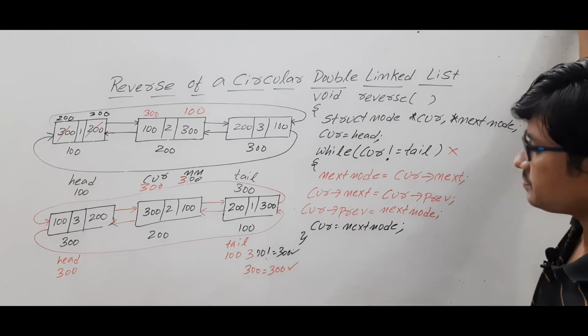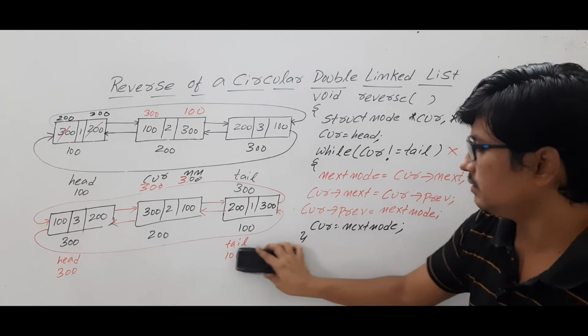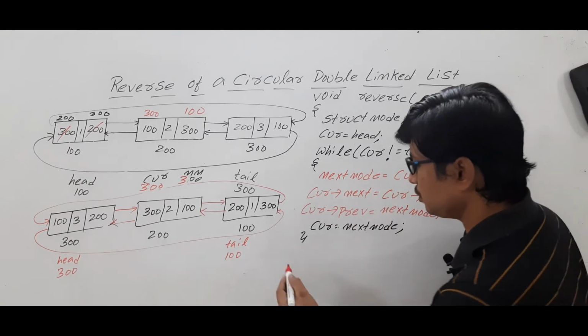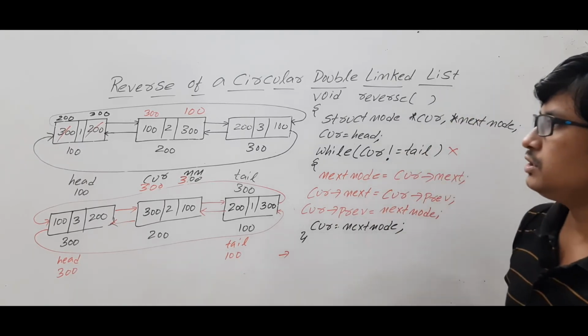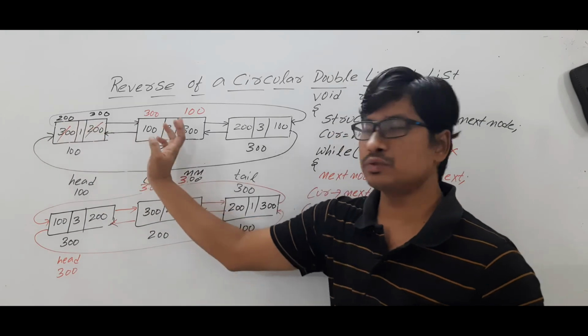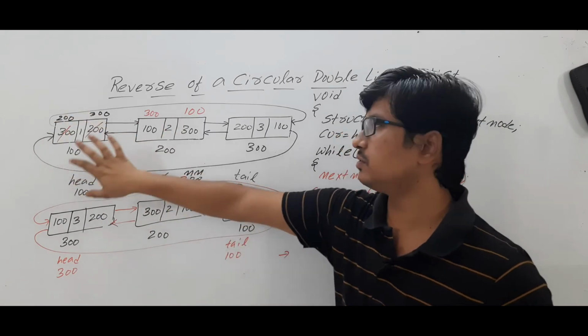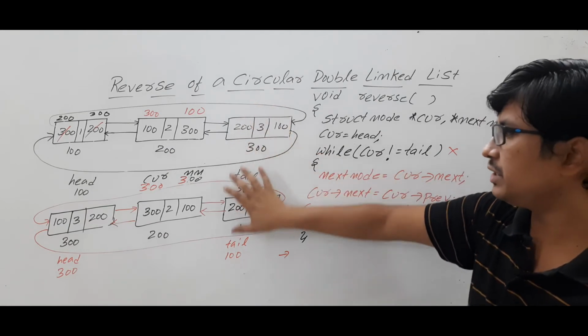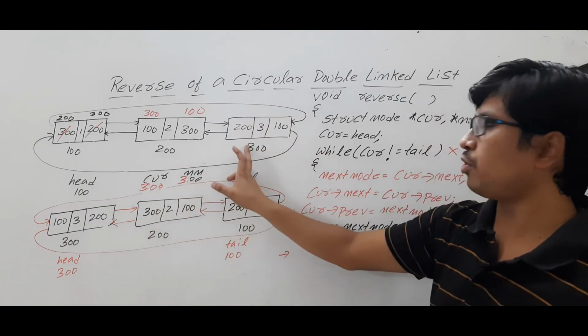Is it clear? Now look at here. Are you able to understand? Once we come out from the while loop, these two nodes' addresses were swapped. The address of the previous node and the address of the next node were swapped, but this node was not done. Now how can we do it? Now this current node is pointing to this one.